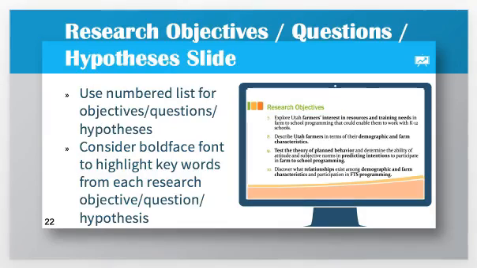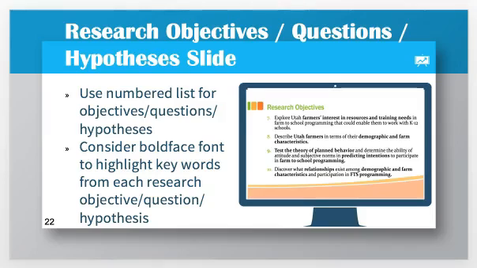Then the best thing to have after the problem statement would be your research objectives, questions, and hypotheses, where it's the research problem that is guiding you to have these questions. I use a numbered list for my objectives, questions, or hypotheses, and then I like to use boldface font to highlight a key word from each of the research objectives or questions, what it is you're actually doing.